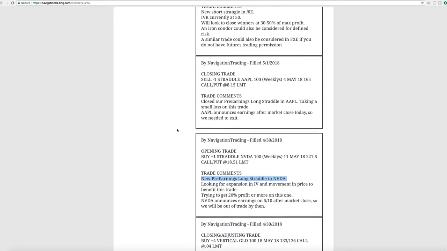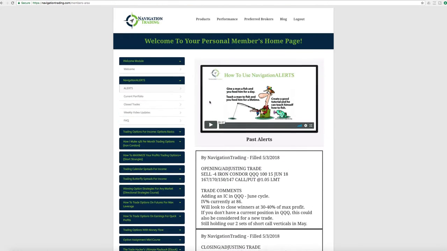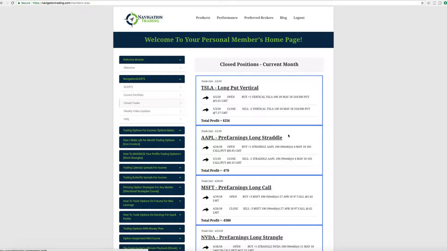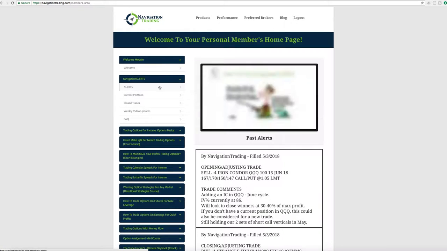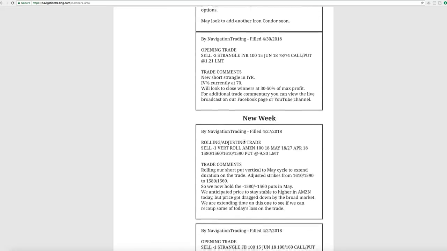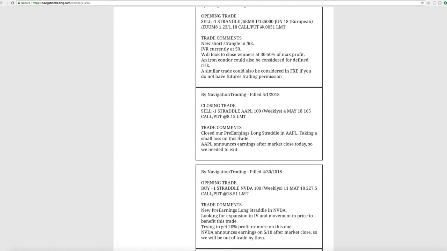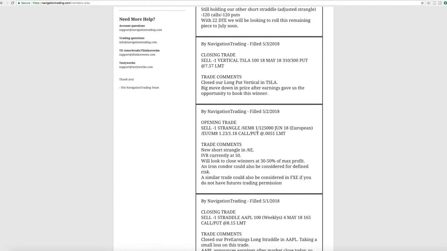Next trade was a closing trade in Apple. So we had bought a pre-earnings long straddle on Apple. They announced earnings, so we took a small loss on this trade. If we look at our closing trades, let's look at that Apple one. It took a $70 loss, so pretty small loss, but ended up just booking that loss. In fact, if some of you who had that trade on held it a little bit longer, you may have been able to squeak out a profit because it did move into profitability later that day, but we ended up getting out.